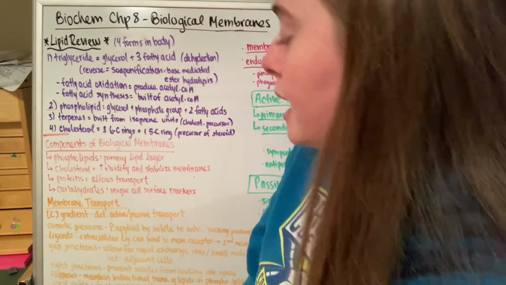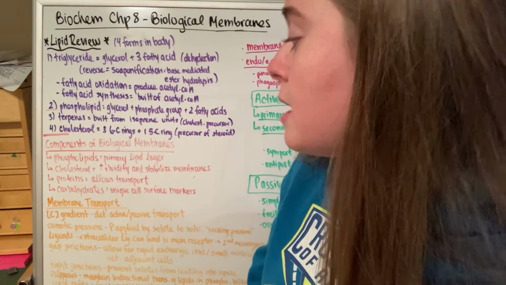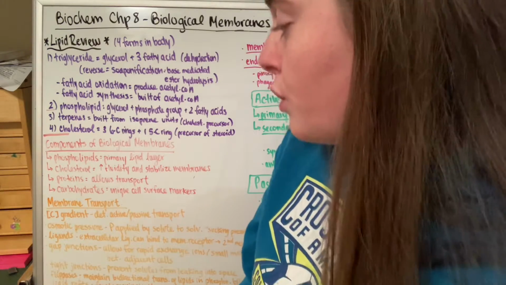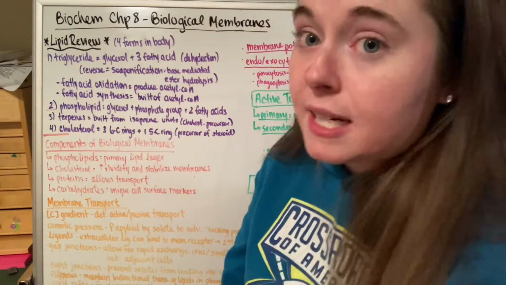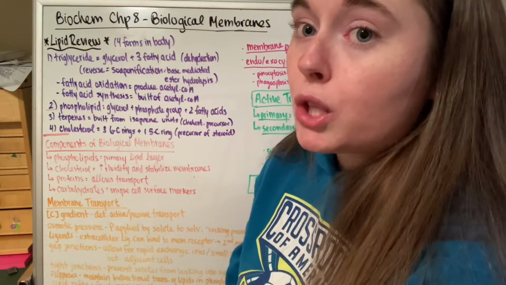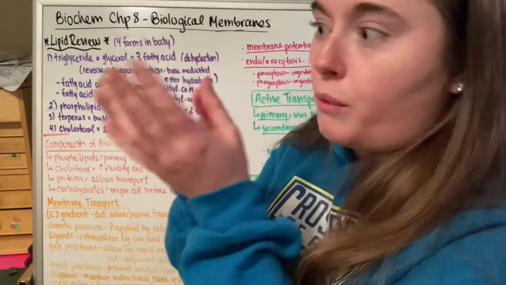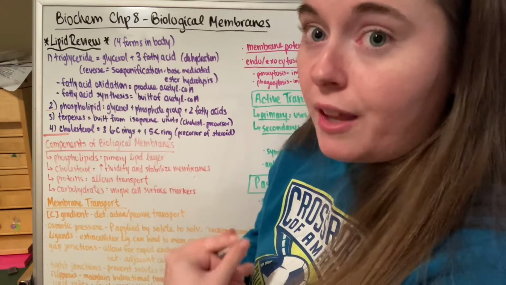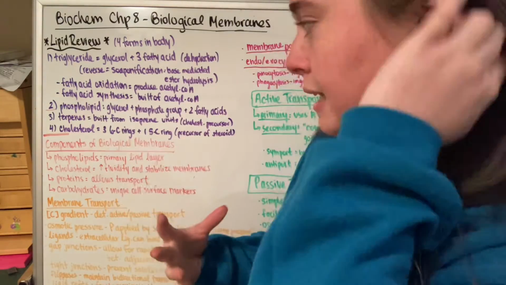Okay, so next we're looking at just a couple of definitions in relation to biological membranes. So we have concentration gradient, which determines if it's active or passive transport. So the concentration gradient is built when you have a higher concentration on one side of the membrane and a lower concentration on the other, of a solute or a molecule or anything like that.